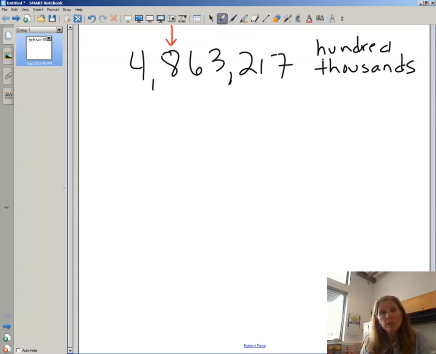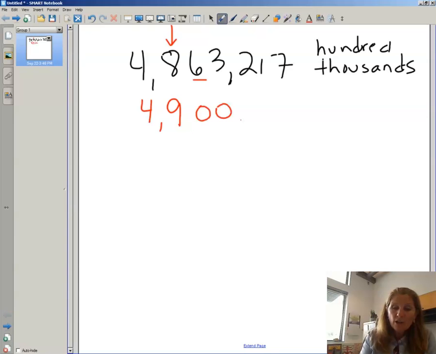Remember, the rule is if the number to the right is 5 or more, you round up. If it's less than 5, you stay the same. Looking to the right here, I can see that I have a number 6, which is more than 5. So my number is going to round up to 9. The number in front of that didn't change, but everything following that becomes 0.